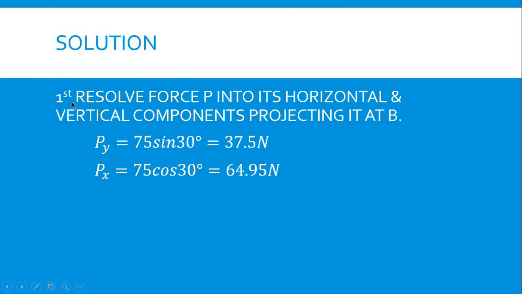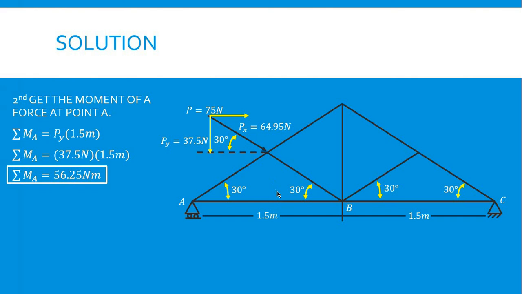So the solution is first resolve force P into the horizontal and vertical components, projecting it to P. P of y is equal to 75 sine 30, which is equal to 37.5 Newton. P of x is equal to 75 cosine 30, which is equal to 64.95 Newton. So this is the illustration.